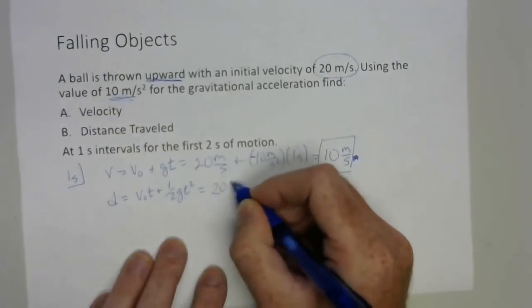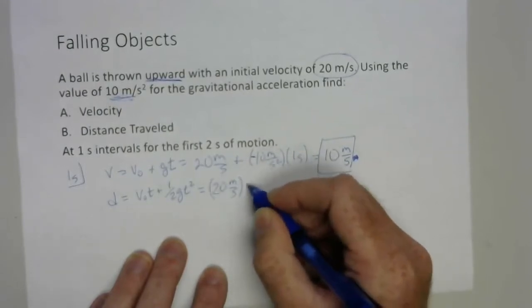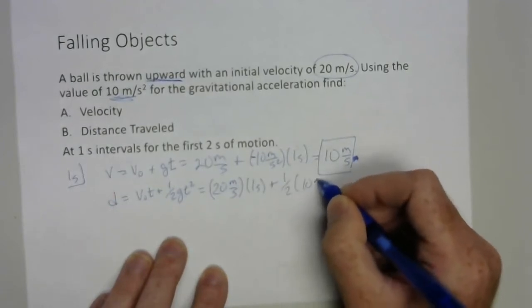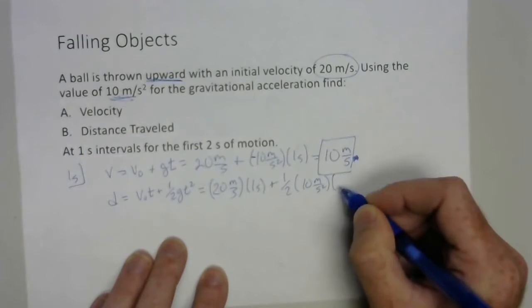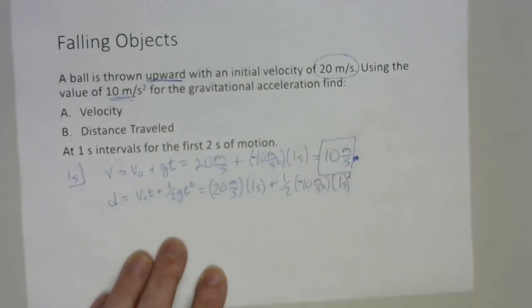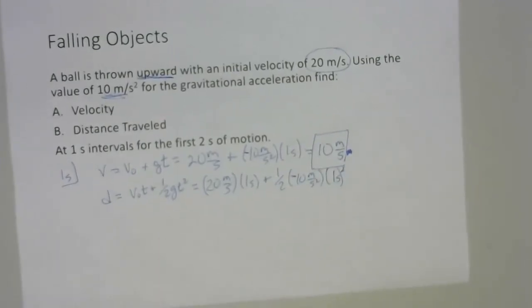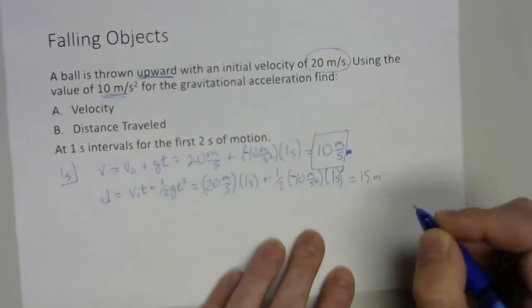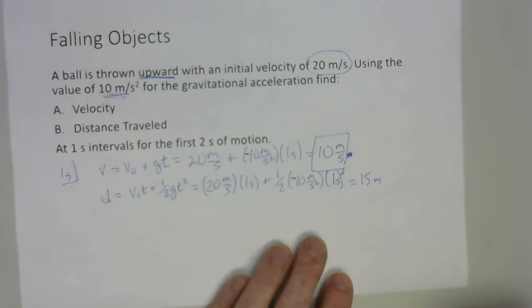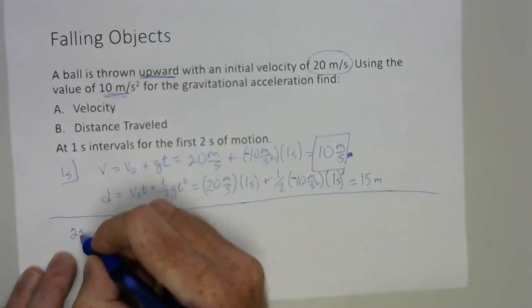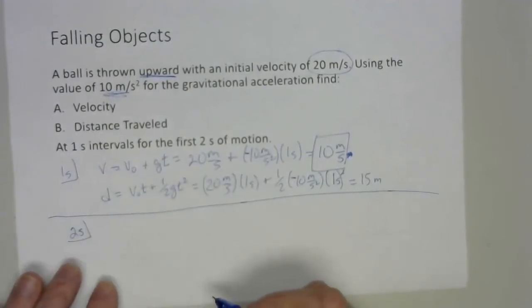So we got 20 meters per second times 1 second plus 1/2 times 10 meters per second squared times 1 second squared. But again, this is negative. And so we're going to say 20 minus 0.5 times 10. And so you've only traveled 15 meters, where in the previous example it was 25 meters, because it's slowing down. So for that second time interval of 2 seconds, we essentially do the same stuff again.